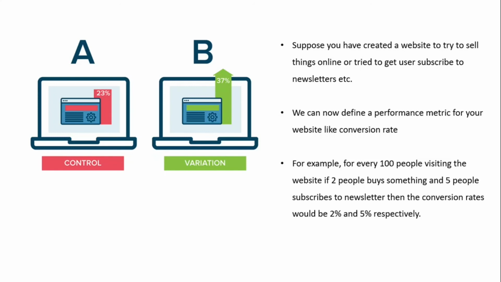Now let's look at another example. Many of us at some point have made a website. Let us suppose you have created a website to try to sell things online or try to get users subscribed to newsletters, etc. So we can now define a performance metric for your website like conversion rate. For example, for every 100 people visiting the website, if 2 people buy something and 5 people subscribe to the newsletter, then the conversion rate would be 2% and 5% respectively.